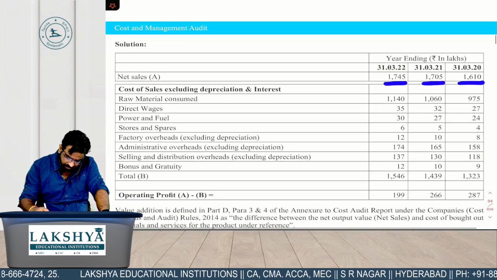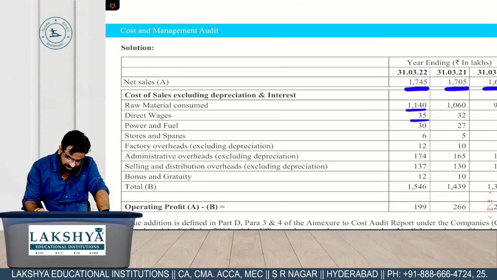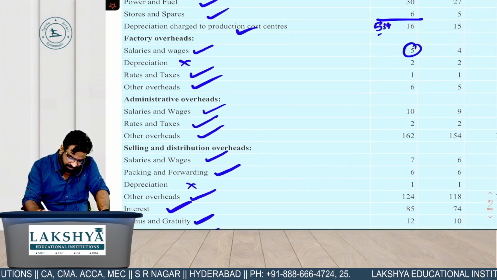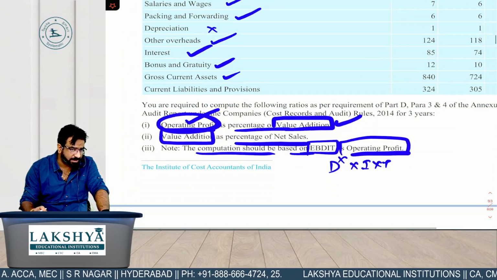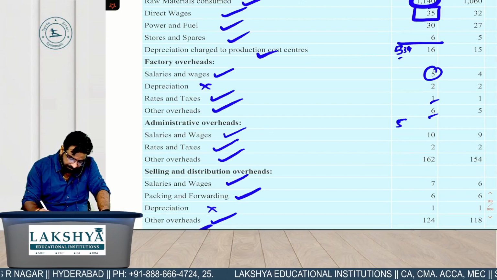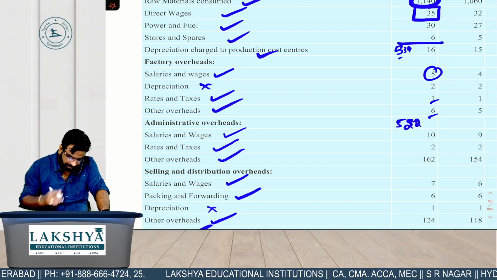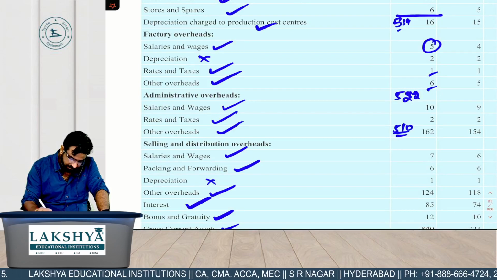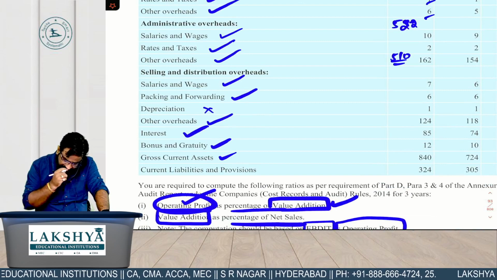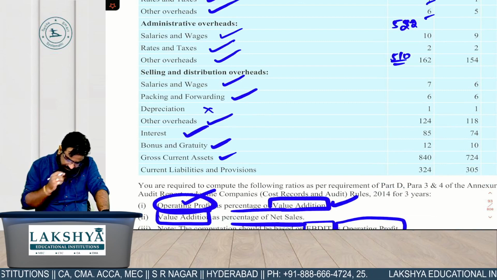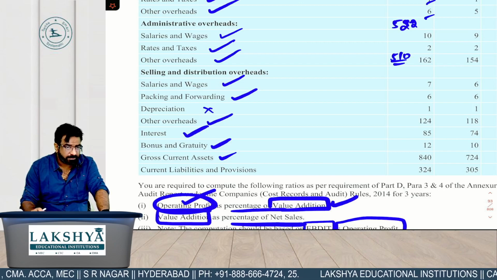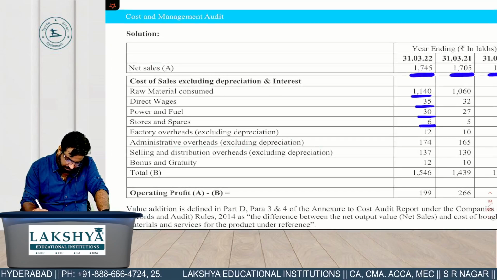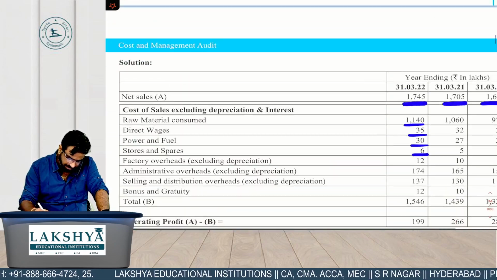So here what is the answer? See, from 1140 we have minus 35, 36, and after that how much are the factory overheads? Except depreciation there too: 5, 1 and 6, total 12. Minus 534 minus 12, up to this how much came? 522. Administrative overheads, minus all 3: 12. Selling and distribution, minus salaries and packing: 7 plus 6, 13, and minus 124. One second, let me see what all was subtracted.